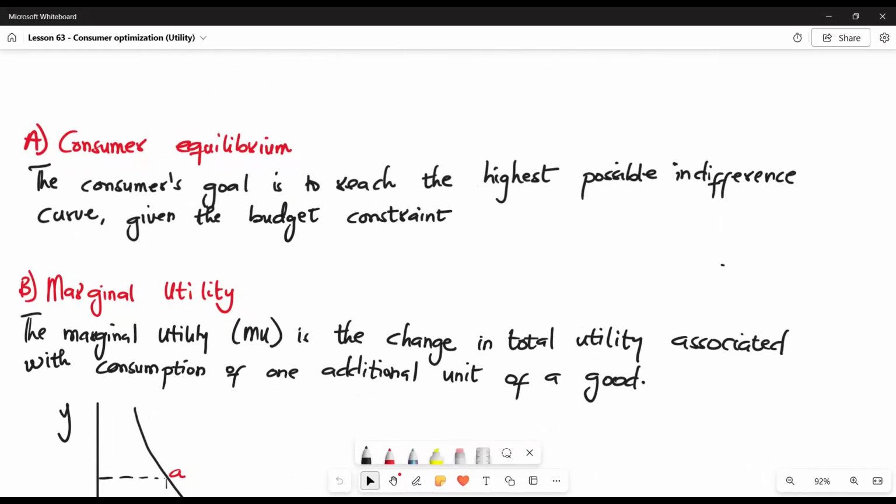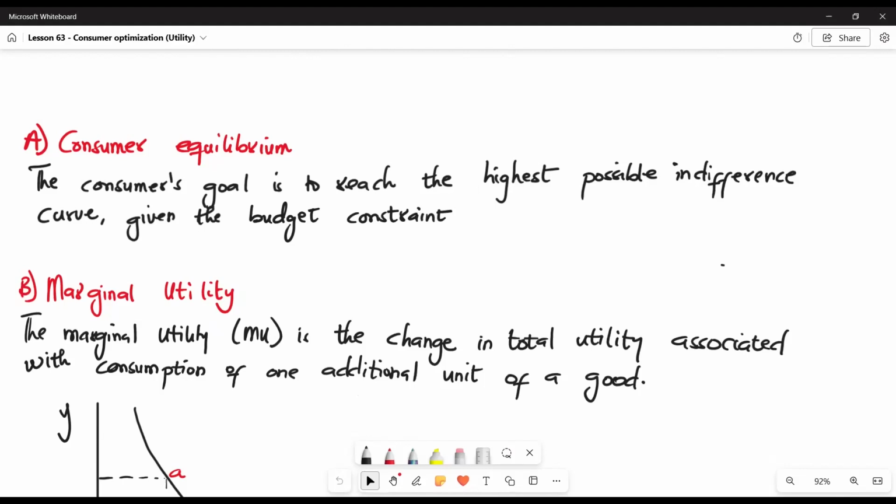Hi, welcome back. In our previous lesson, we looked at consumer optimization where we focused on corner solution. Today, we'll be moving on to utility. We mentioned in the previous lessons that the consumer's goal was to reach the highest possible indifference curve given their budget constraint. Hence, the consumer's objective is to maximize the value of her utility function subject to her budget constraint.